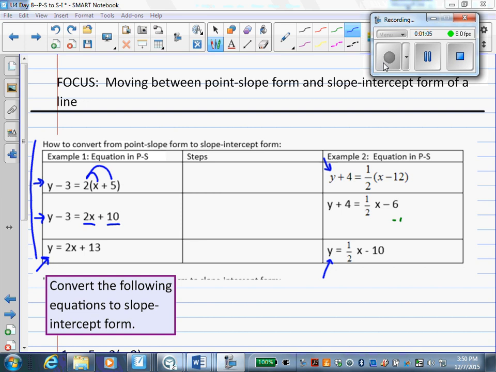Let's double check and see if that's the same thing that happened on the other example. So y plus 4 equals 1/2 times x minus 12. If we distribute the 1/2, we get this 1/2 x right here. And 1/2 times negative 12 is the negative 6. So in both cases, the same step was taken, which was to distribute this number out front, which is really the slope. The 2 and the 1/2 are the slope. So we could say our first step is to distribute the slope.